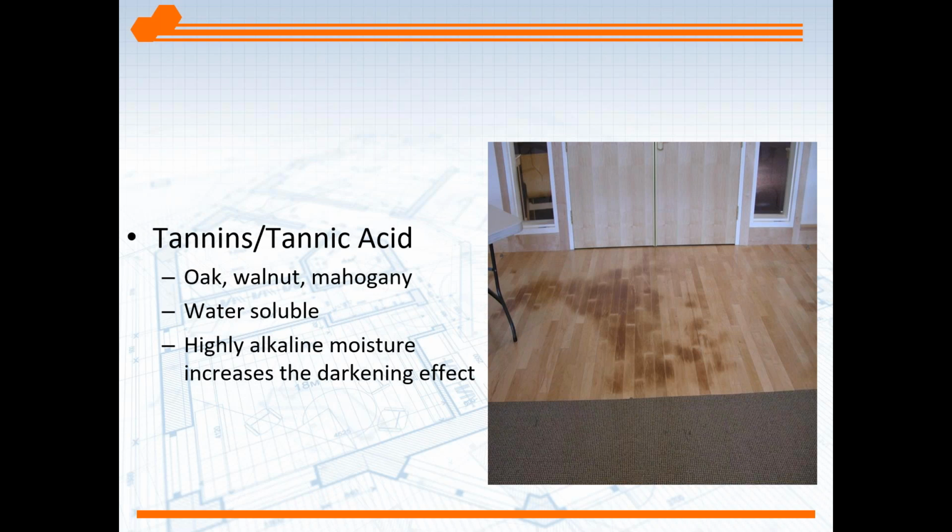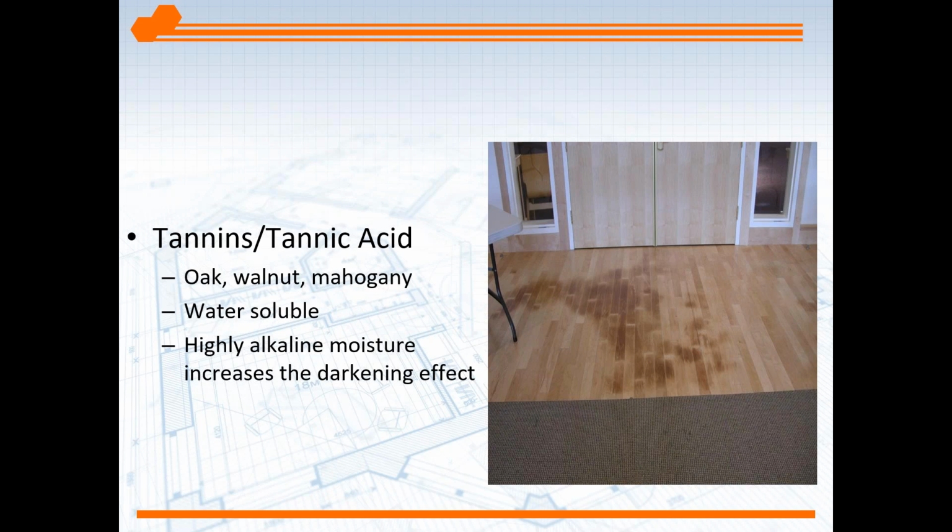This is a moisture problem. A lot of people may attribute it to damp or wet wood from the moisture, and think it will disappear once that moisture disappears, and that's not really the case. Many woody species have tannins, or tannic acid, oak being one of those species with a high concentration of tannic acid. These tannins are water soluble, so moisture from underneath the slab will push them into the surface, as we see here. And it's the alkalinity of the moisture that increases the darkening effect. This will dissipate once the moisture source disappears or the tannin concentration in the wood dissipates.